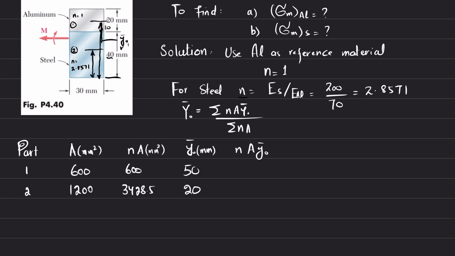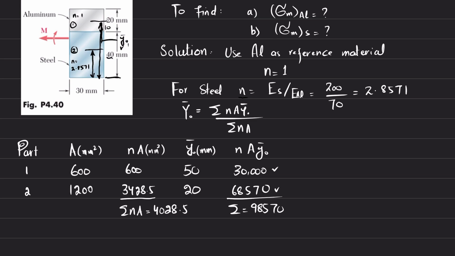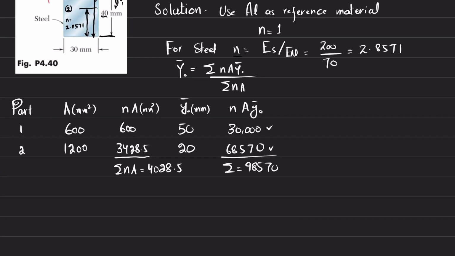Again, you can see that this column is NA into y. So NA is this one and y bar is this one. So 600 multiplied by 50 will be equal to 30,000. Again, for N2, it will be this multiplied by this, and that will give you 68570. Now if you sum it, it will give you 98570. The sum of the NA area will give you 4028.5.